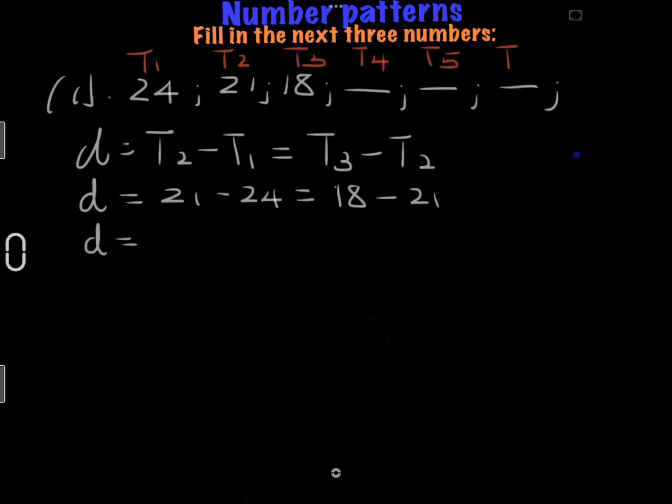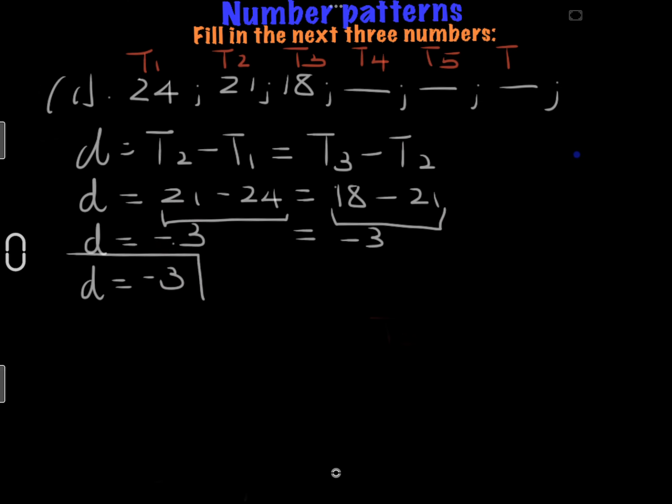In this case, you can go and punch these values in a calculator. You know that 21 minus 24 gives us negative 3. And this common difference should be the same as that. If it's different, then we have to discard the notion of the sequence being linear. So 18 subtract 21 is also negative 3. So technically what this means, D is equal to negative 3. So I'll keep that there.